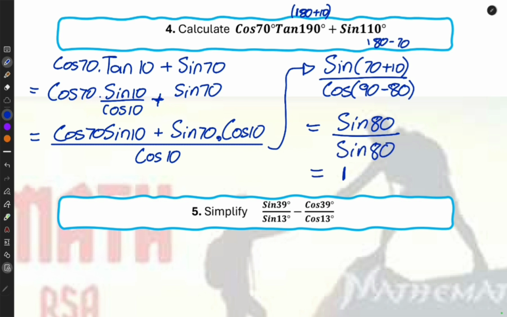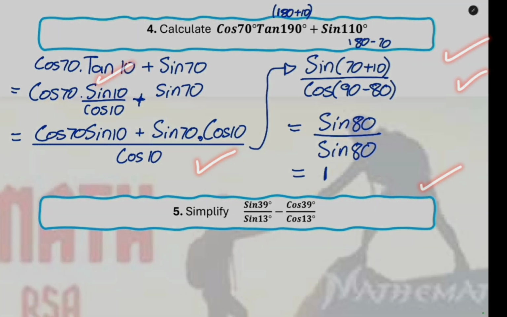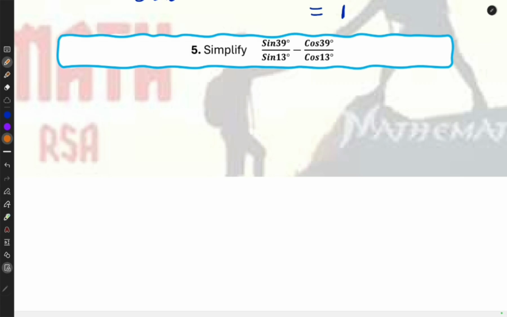I would have never expected that that whole thing just reduces to 1. The sum would be 5 marks: a mark for getting tan 10 and then simplifying it as sine over cos, then for getting the LCD, then for getting compound angles, cofunctions, and your final mark you'd get for getting the answer 1. Question 5, simplify that fraction.